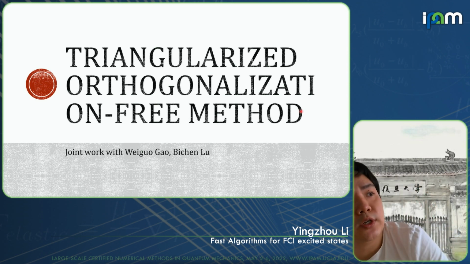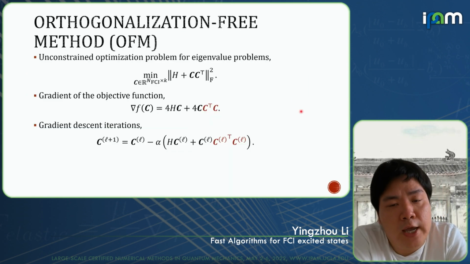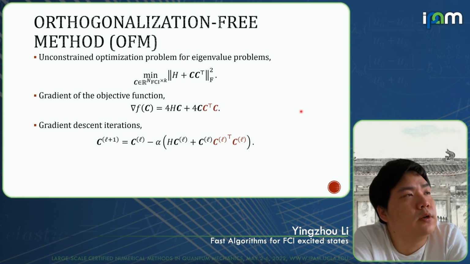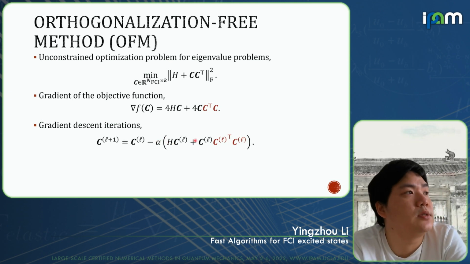and this is joint work with Wiggle and Beecher. Let's come back to investigate the objective function. This is the objective function, this is the gradient, and this is the gradient descent. Because of the step size and this gradient expression, we absorb those constants into the gradient step size.